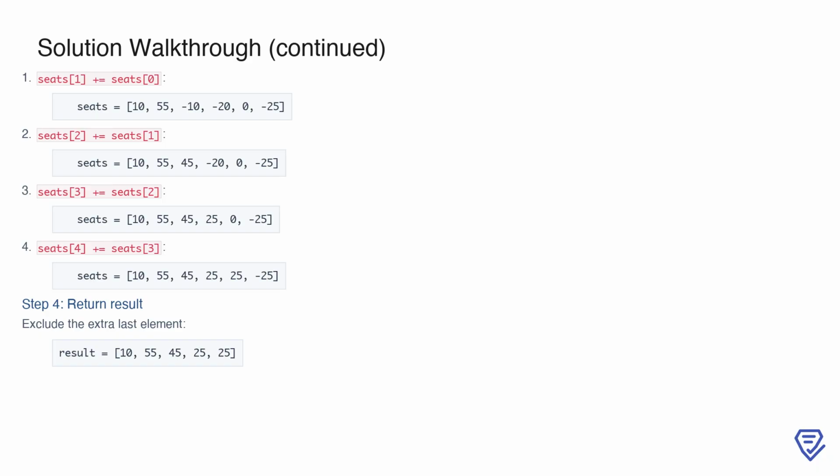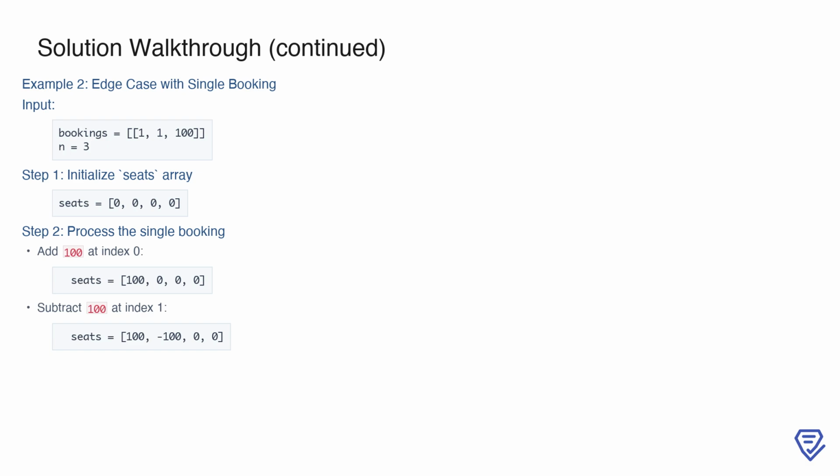Since the last element was only for boundary handling, we exclude it and return the result for the flights as 10, 55, 45, 25, 25. In this edge case, we have a single booking affecting only the first flight, with 3 flights in total. We start by initializing the seats array with size n plus 1, resulting in 0, 0, 0, 0.